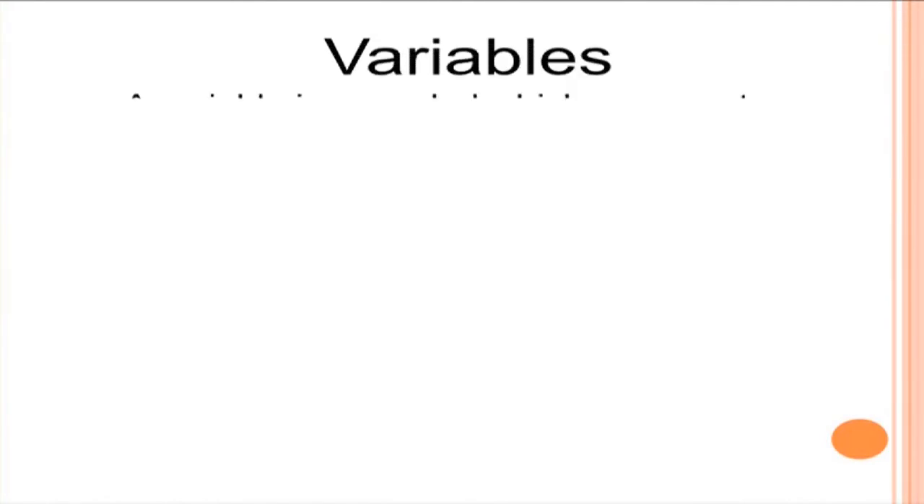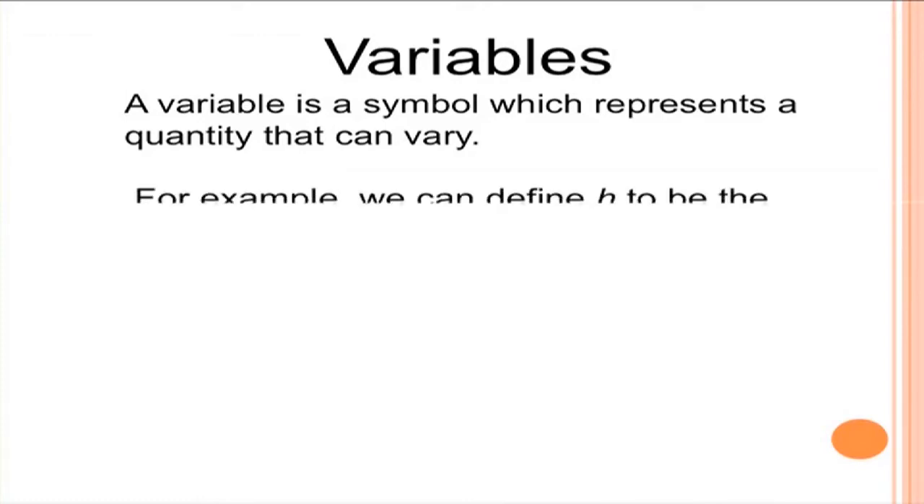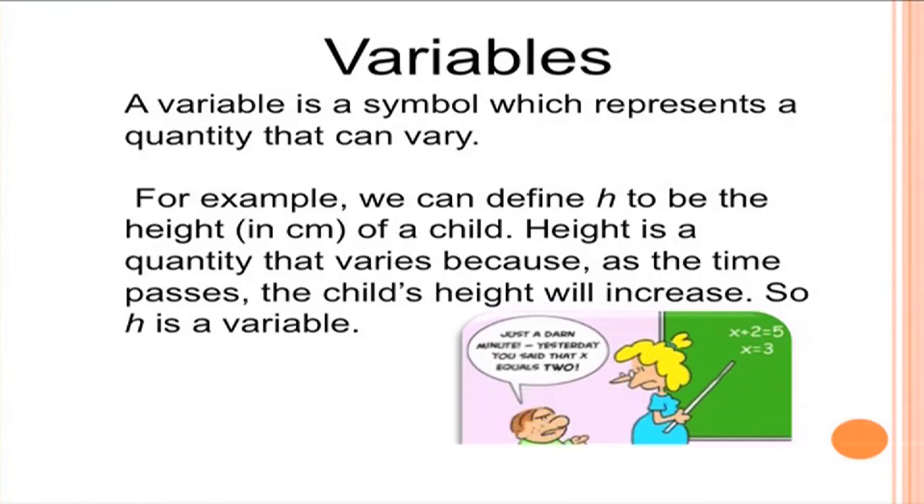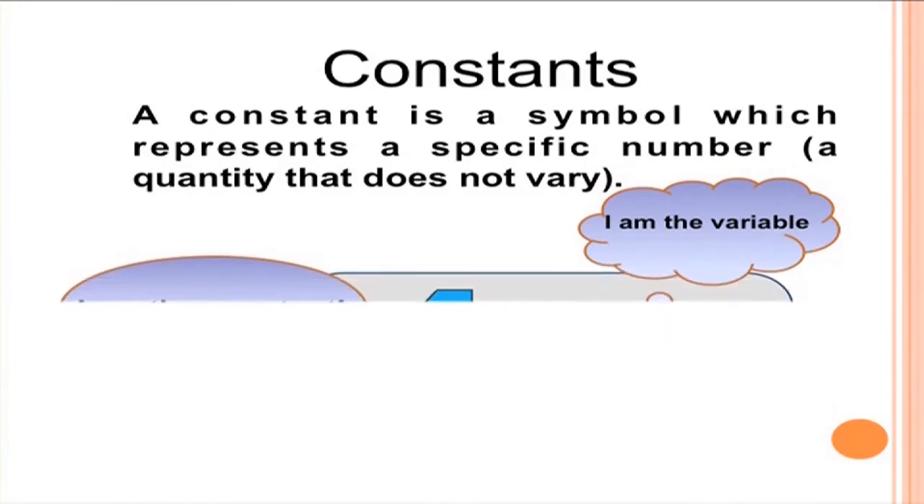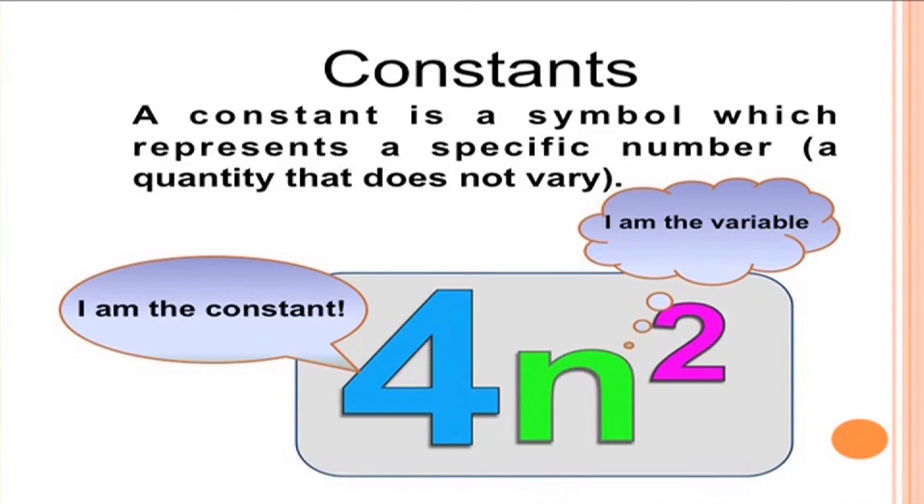Talking about variables, a variable is a symbol which represents a quantity that can vary. For example, we can define h to be the height of a child. Height is a quantity that varies because as the time passes, the child's height will increase. So here h is a variable. Coming to the constants, a constant is a symbol which represents a specific number, that is a quantity that does not vary. As you can see, in 4n square, n is the variable and 4 is the constant.